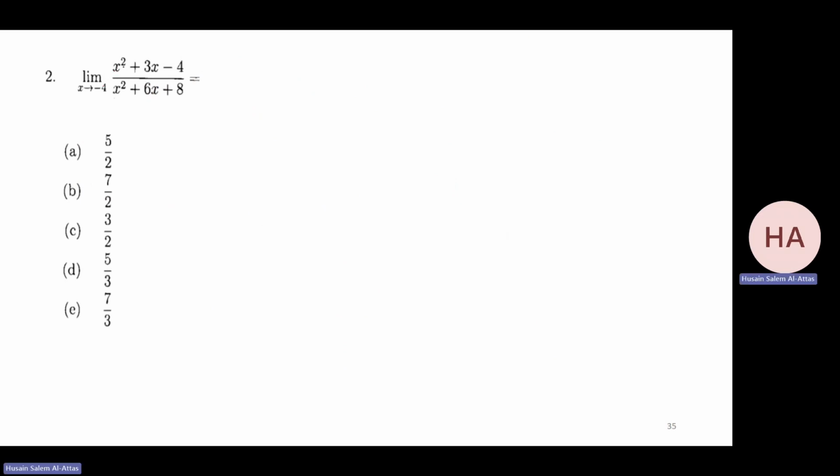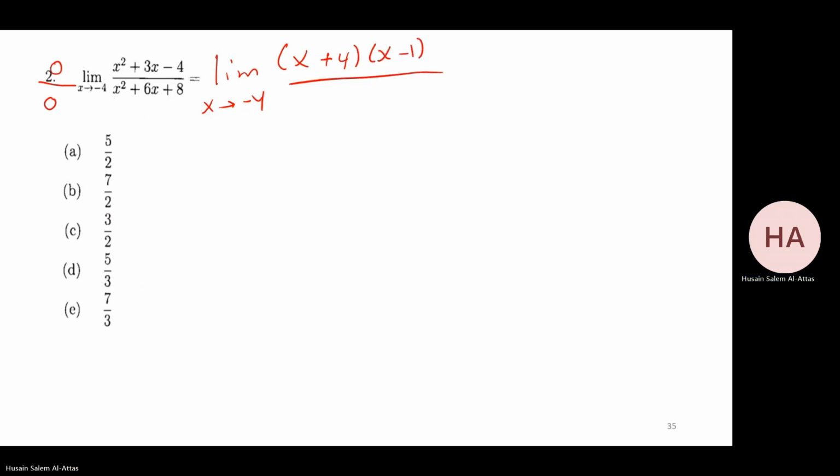By the way, here, substitute, you get 16 minus 12 minus 4, which is 0. Here we have 16 minus 24 plus 8, 16 plus 8 is 24, minus 24, 0 over 0. So it means you need to simplify it, rationalize, factor it. x plus 4, x minus 1. Check this: 4x minus x, which is 3x, minus 4x squared, so everything is okay.